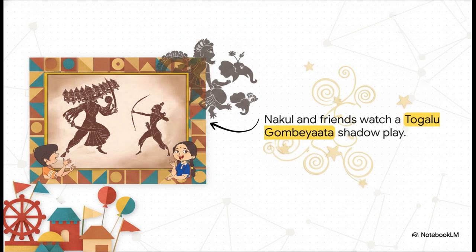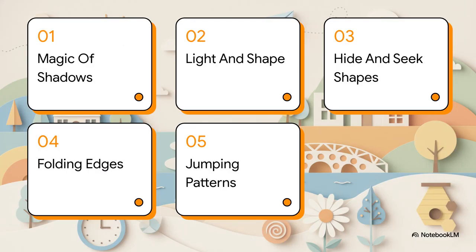It's such a clever hook, right? Because before we even realize we're learning math, we're totally drawn in by the magic of shadows dancing in the light. To map out our adventure today, here's the game plan. First, the magic of shadows. Second, investigating light and shape. Third, hide-and-seek shapes. Fourth, folding edges and corners. And finally, jumping number patterns.